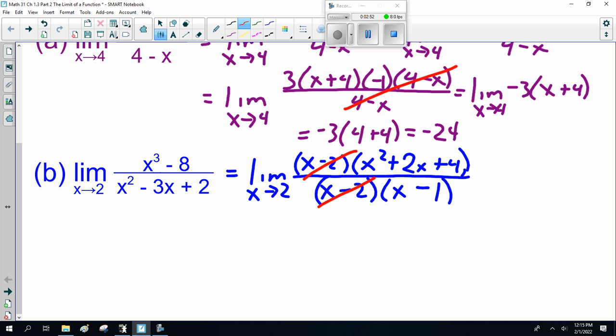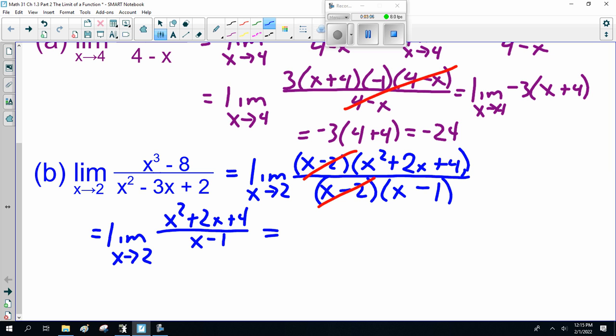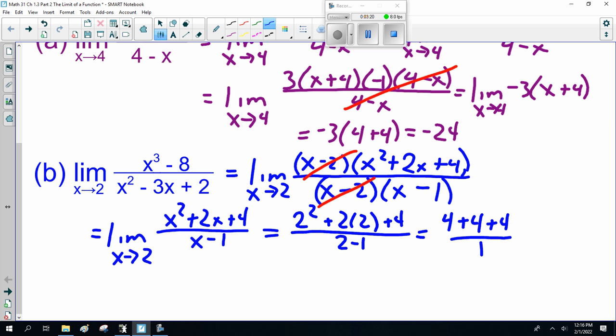x minus 2, x minus 2. So this becomes the limit as x goes to 2 of x squared plus 2x plus 4 over x minus 1. Now here, I plug in 2. So this becomes 2 squared plus 2 times 2 plus 4 over 2 minus 1. This is 4 plus 4 plus 4 over 1, which is 12, I believe. Now, I did that kind of quickly, but as I've said before, you should be following along. If you're copying out, pause the recording and copy stuff out.